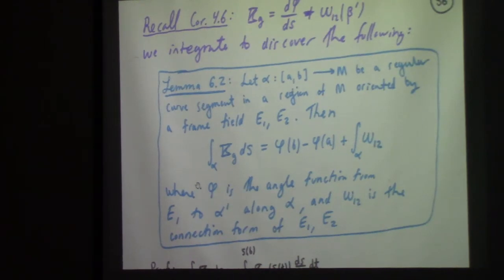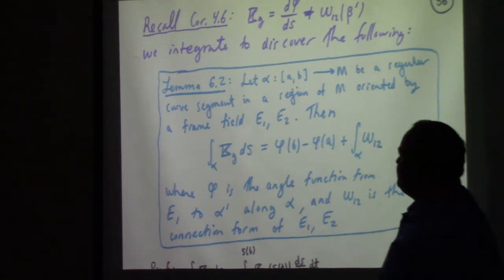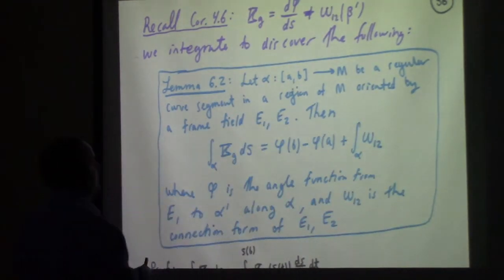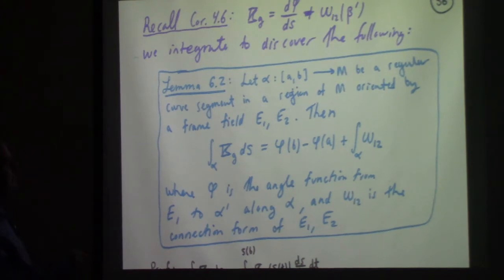So, lemma. Honestly, this lemma right here is practically the theorem. It is awful close to the theorem. I think this lemma is about half of the theorem, honestly. And it really rests strongly on what we already did, which was that the geodesic curvature is the rate of change of the inclination angle with respect to arc length plus omega 1 2 of alpha prime, that is, beta prime. All right? And so here's the lemma. You have a regular curve segment, and you want to calculate the total geodesic curvature along it.